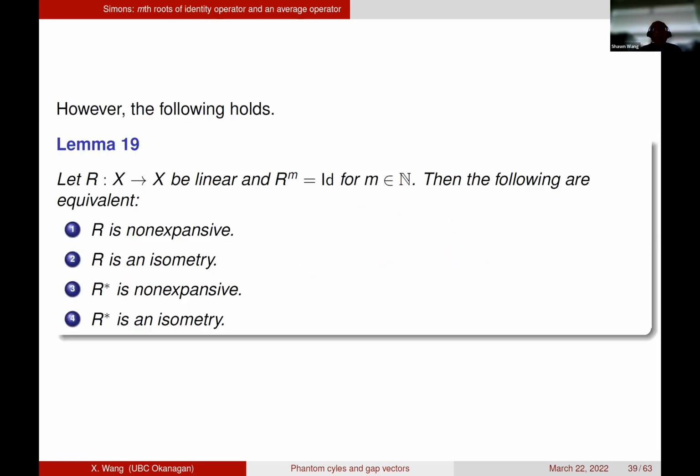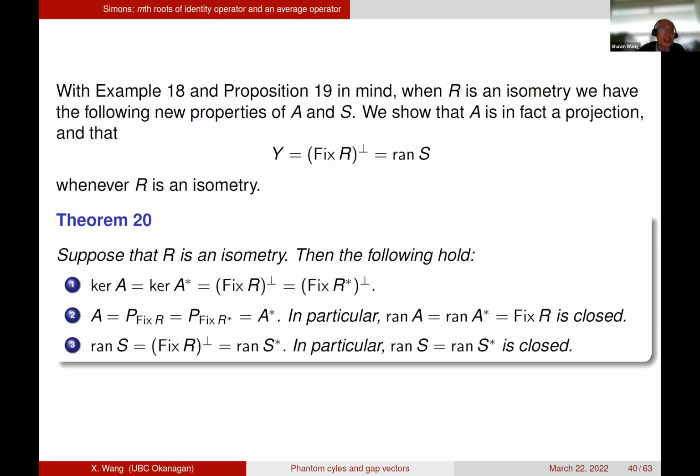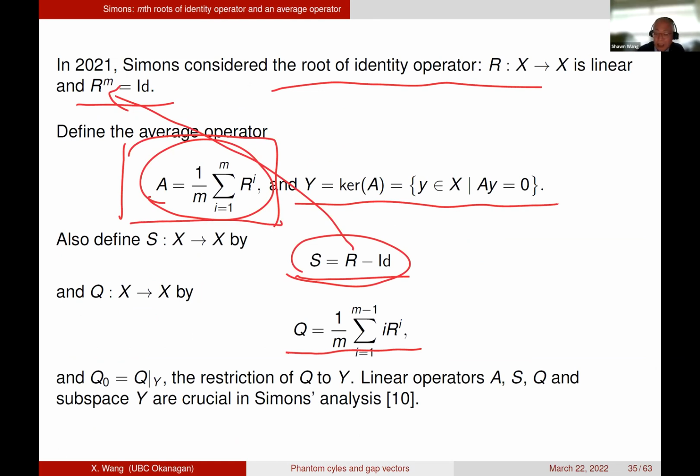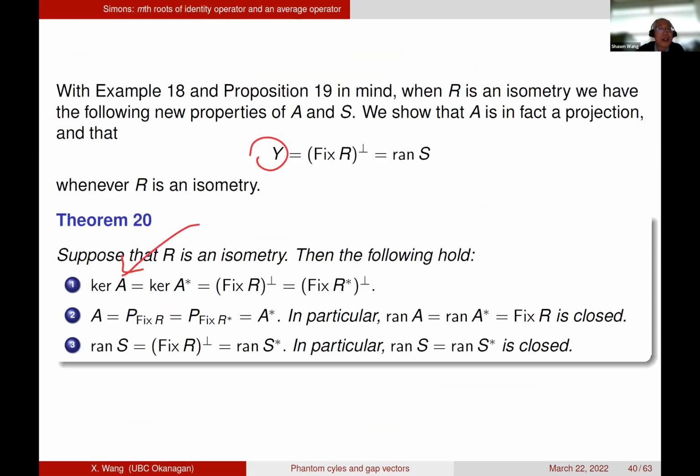As we said before, the operator A and the null space Y, Y equals the null space of A, is important in Stephen Simons' work. We show that his averaged operator A here is actually just a projection. The kernel, the null space, is essentially the fixed point set of R, the orthogonal complement, and A is actually a projection onto the fixed points of R. So the range of S equals this. And he used this null space Y for his analysis.